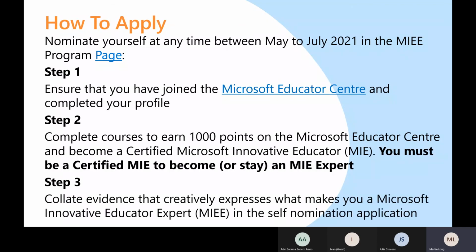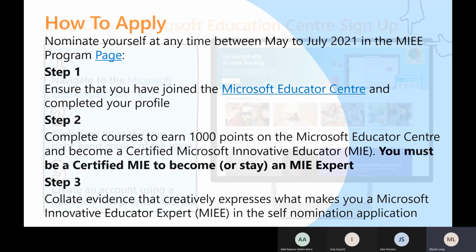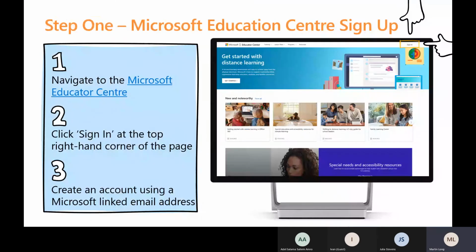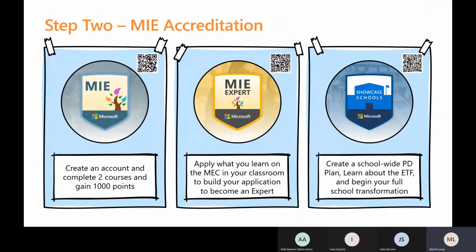Stage 3 has now changed. Up until this year, it's been submitting either a 2-minute video or a Microsoft Sway, but that's been an updated process, and we just want to look at that with you in this session so that you can consider how that's going to fit in for you and how you're going to self-nominate. The process we're working towards is you moving from being an MIE to becoming an MIEE, and the self-nomination is absolutely crucial, along with getting the courses and 1,000 points.